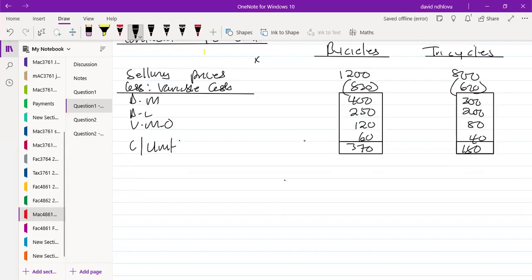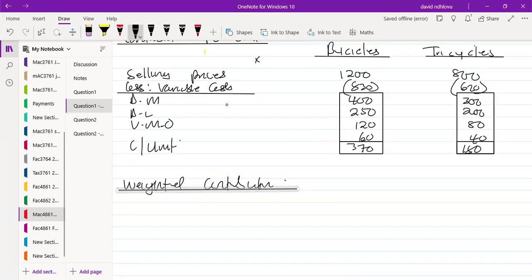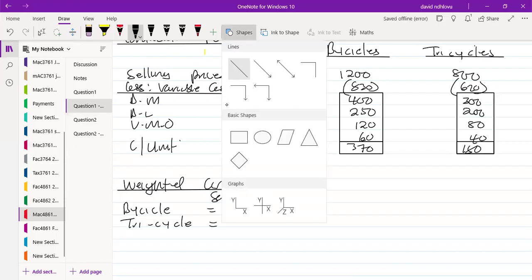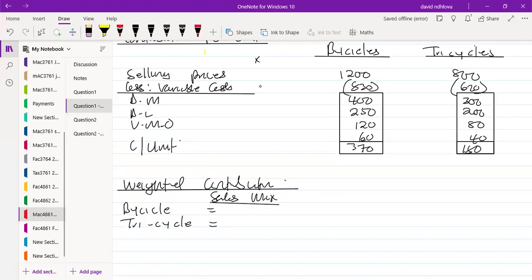Step number 2, contribution or weighted contribution. You have got your bicycle and your tricycle. You need to find what is called the sales mix. You need to determine what you call your sales mix.